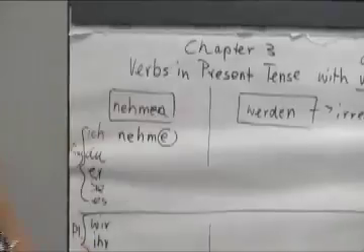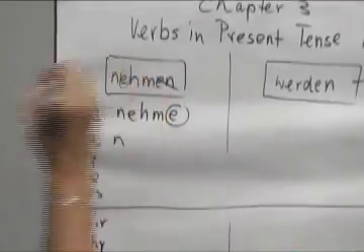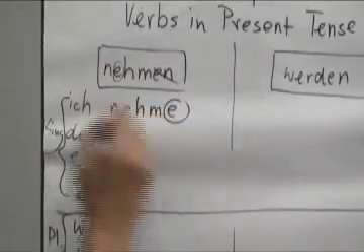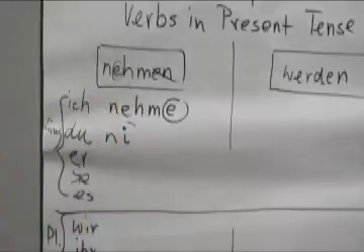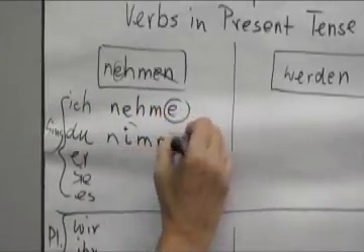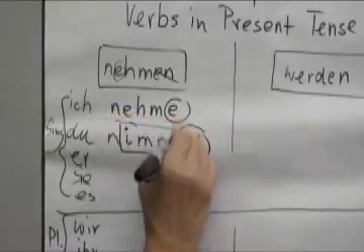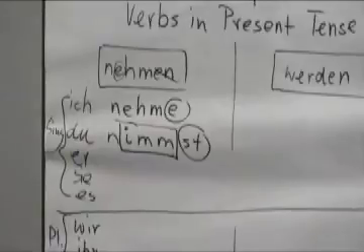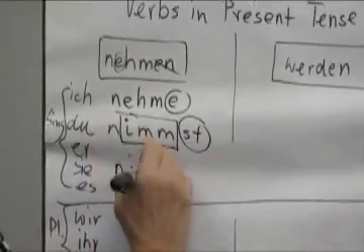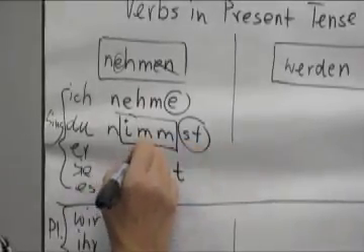Ich nehme. Now look at what this does. You'll find that interesting. We learn the E changes to I, right? So here we go, we change the E to I. But then the H also disappears and changes to an M. So du nimmst. So we have an I plus a double M here. Same thing happens for er, sie, es. E changes to I, H changes to M, and we have a double M. Nimmt.